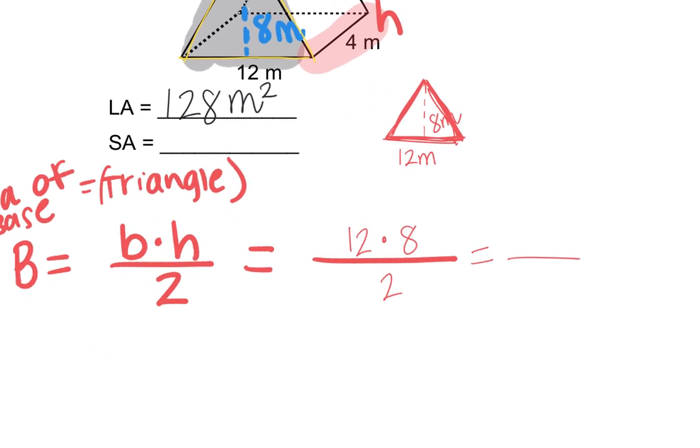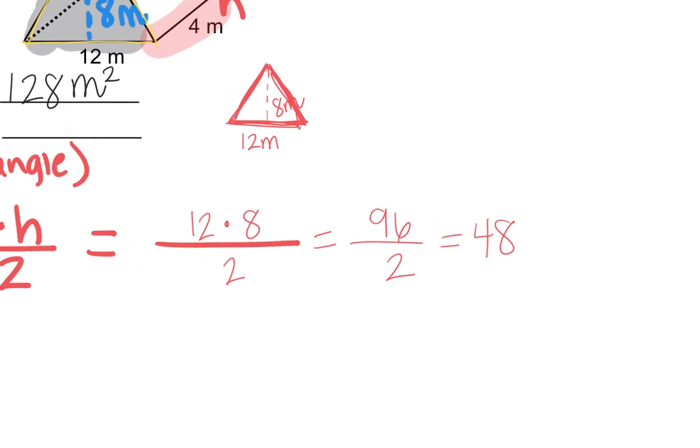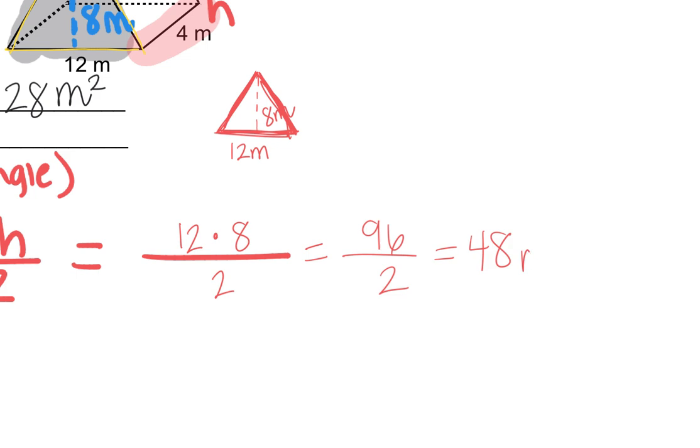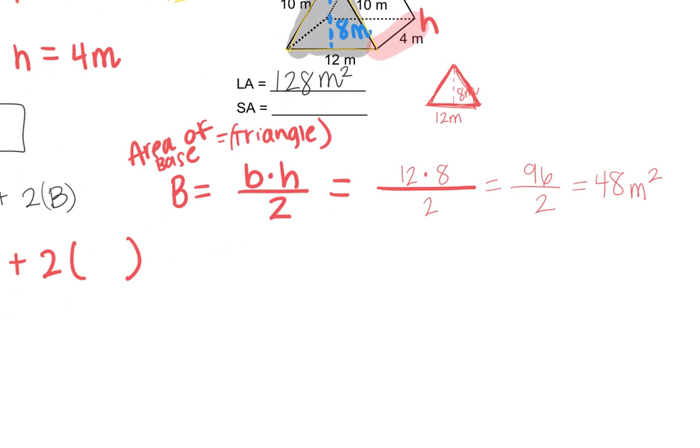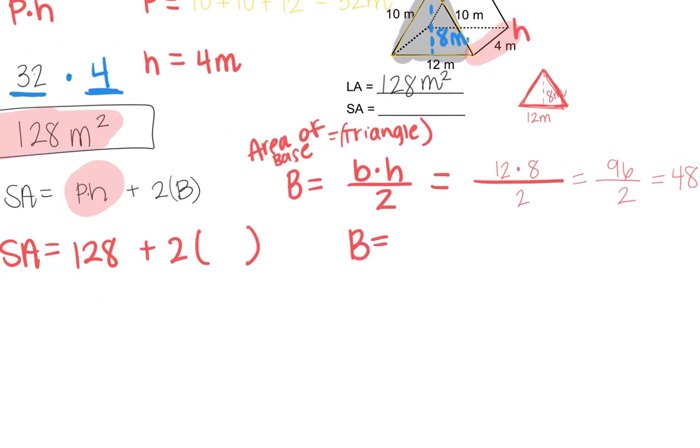12 times 8 is 96. Let's divide that by 2, and I should get 48. Oops. And let me see if I can erase that. No, I don't think I can. Okay, so this is 96 over 2, which gives you 48. 48, and this is meters squared. So big B equals 48 meters squared. That's what I found. So I'm going to put it in my formula. 48.